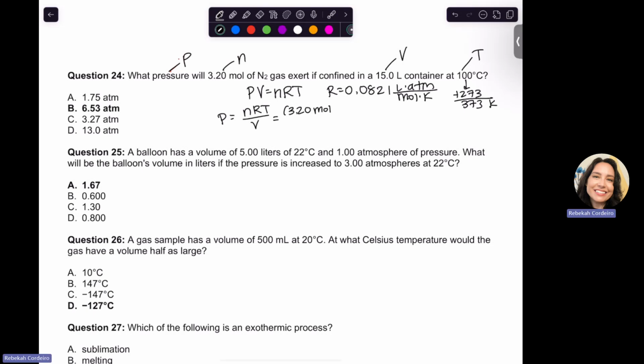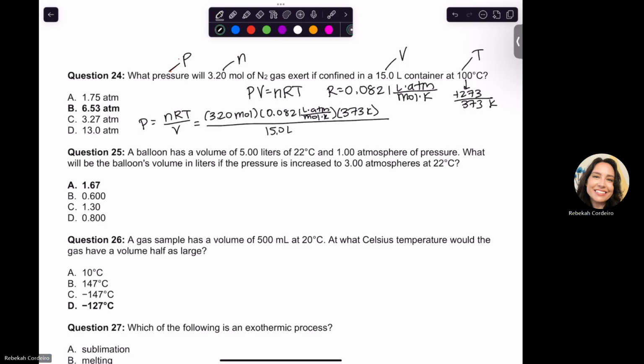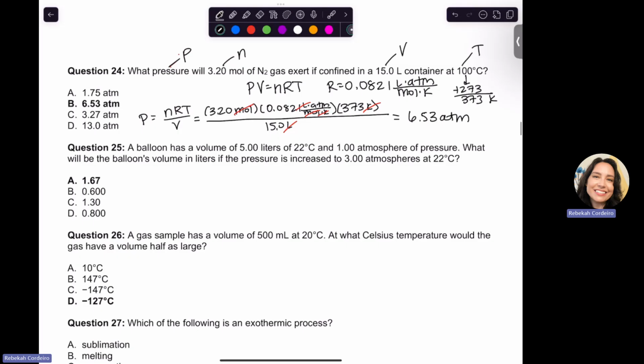And then we'll plug in. I like to put in the units because it helps make sure that the algebra is correct. And then divide everybody by volume. This cancels out moles, Kelvin, and liters, leaving me with ATM, which is what I want. And I'll get 6.53. All right, we're going to continue the rest of this in another video.